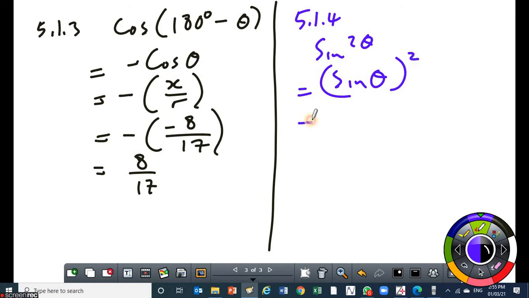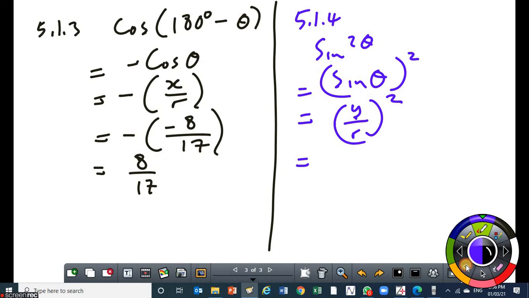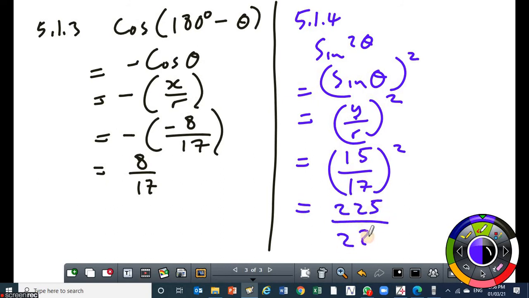Then, in terms of x, y, and r, we know that sine theta is y over r. Then you square that. What is y? It's 15. What is r? 17. So that's 15 over 17. Then you square that. This will give you 225 over 289. And then you're done.